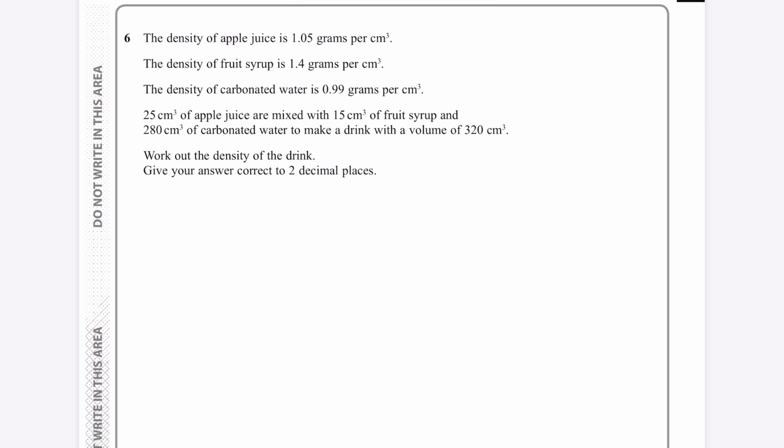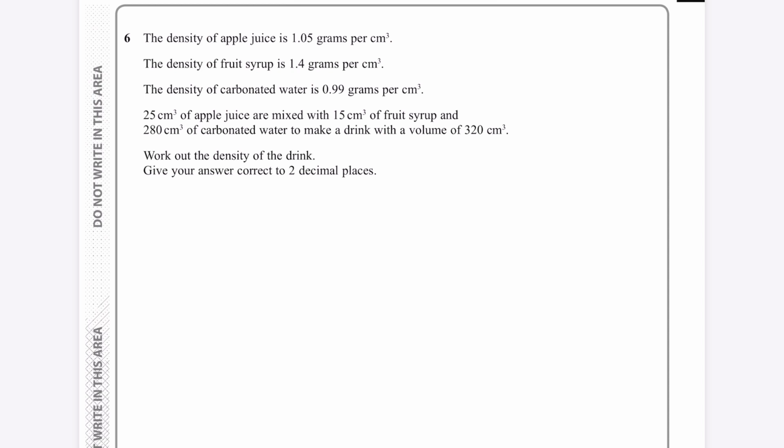Density of fruit syrup is 1.4 grams per centimeter cubed. The density of carbonated water is 0.99 grams per centimeters cubed. Right, so 25 centimeters cubed of apple juice are mixed with 15 centimeters cubed of fruit syrup and 280 centimeters cubed of carbonated water to make a volume of 320 centimeters cubed. Work out the density of the drink, give your answer to 2 decimal places.